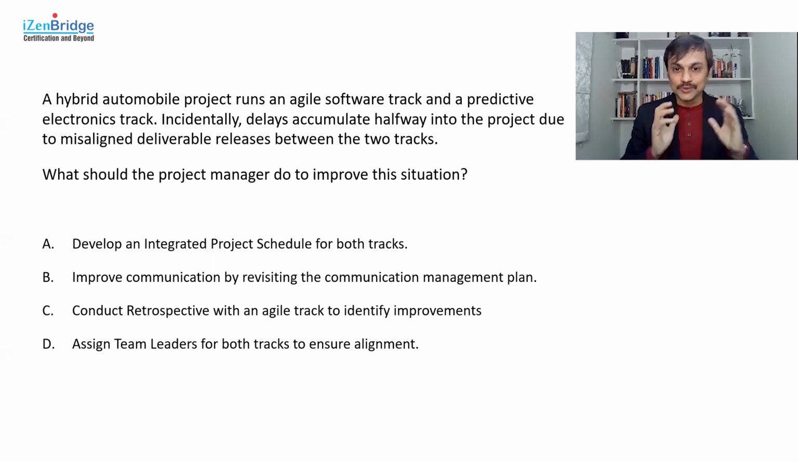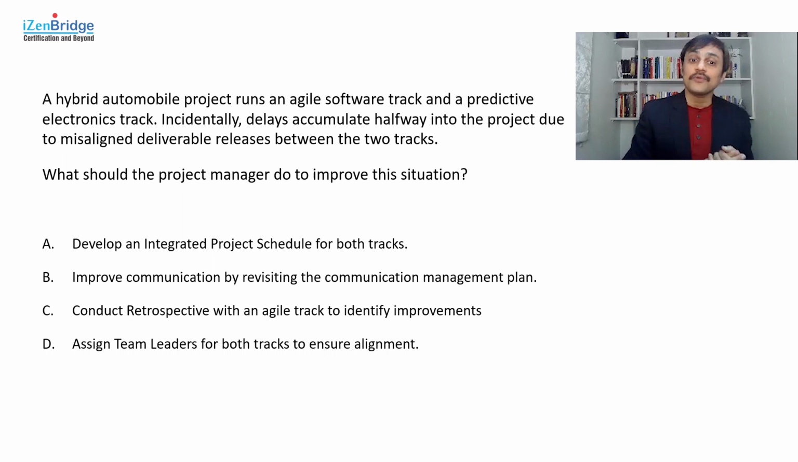Okay, so you have one track agile, another track predictive. They have their own release milestones or processes, and there is no alignment between them. And that is creating issues and overall delays. Sometimes the predictive guy is waiting, sometimes the adaptive guy is waiting. So this is happening here. How should I handle it as a project manager? Let's look at the options.